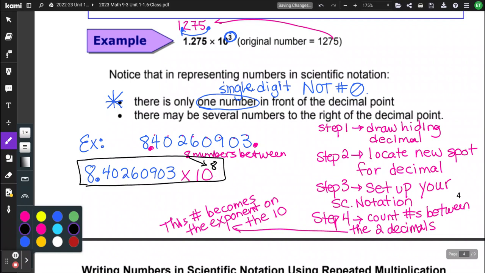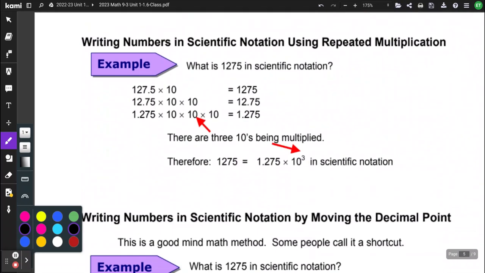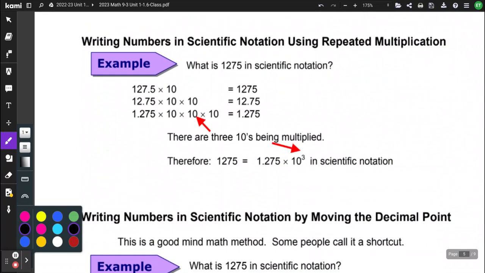Okay, so what it's telling us is it doesn't matter how many numbers come after the decimal. What matters is how many numbers are in front of it. And the exponent number on the 10 is always the numbers between your 2 decimal points. So you locate your hiding one, then you locate where it should go and count the numbers between. Okay, so if I'm not sitting right beside you, and if you didn't write those little hints down, this is how you would do it longhand.